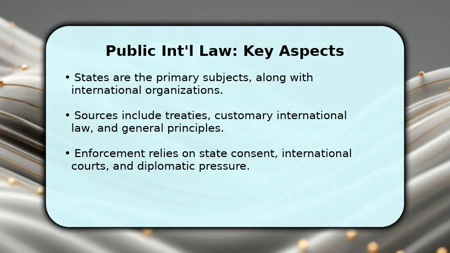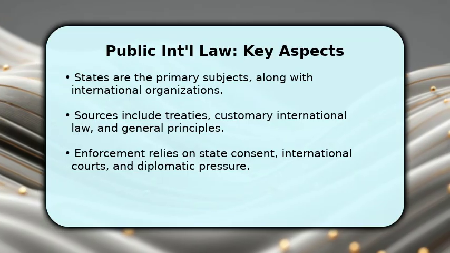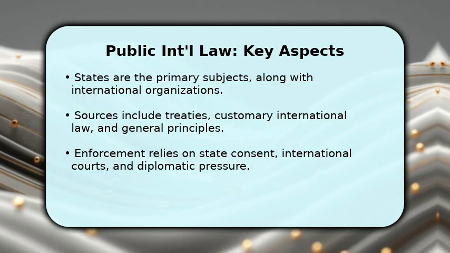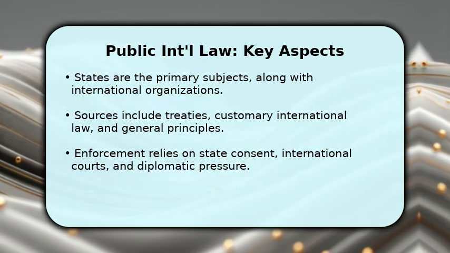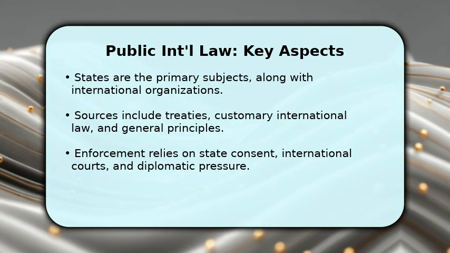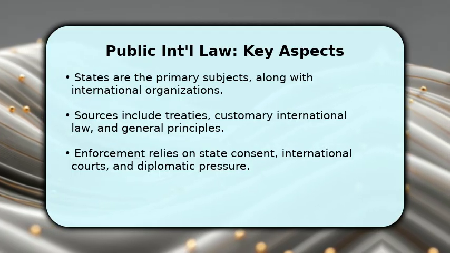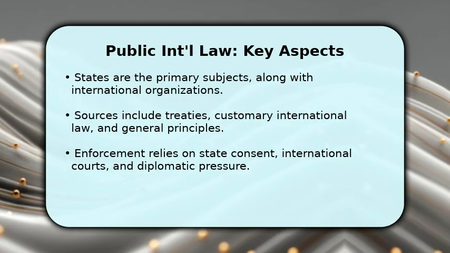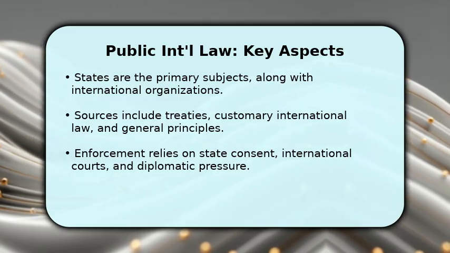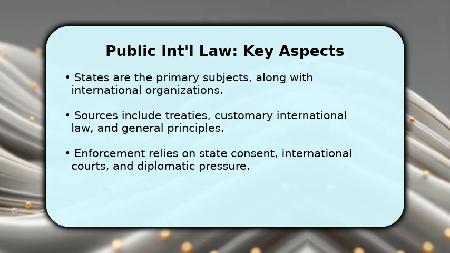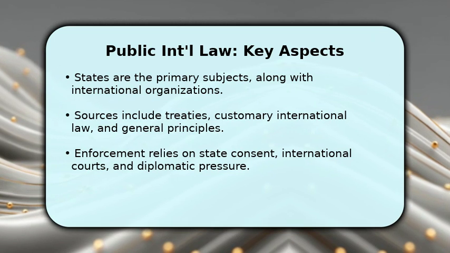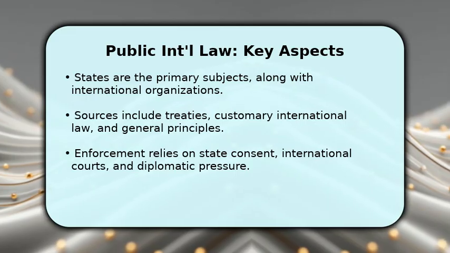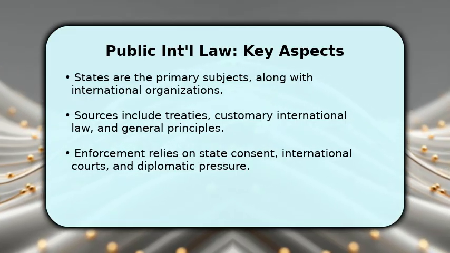Public international law governs the conduct of states and international organizations on a global scale. Its main subjects are sovereign nations, and its sources include numerous treaties, established customary practices, and widely recognized general principles of law. Enforcement often depends on the voluntary compliance of states, decisions from international courts like the ICJ, and diplomatic negotiations. This framework aims to maintain peace, security, and cooperation among nations.